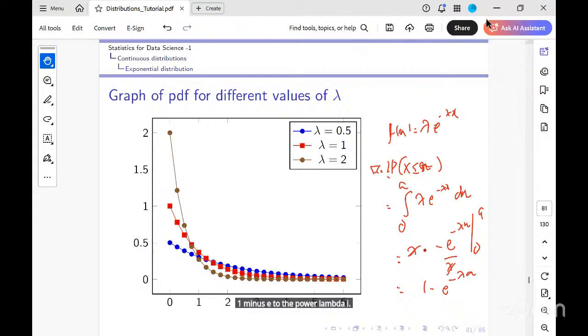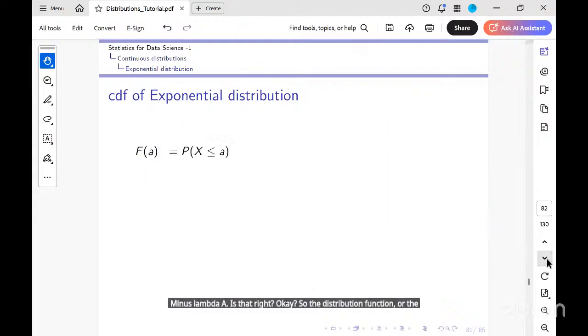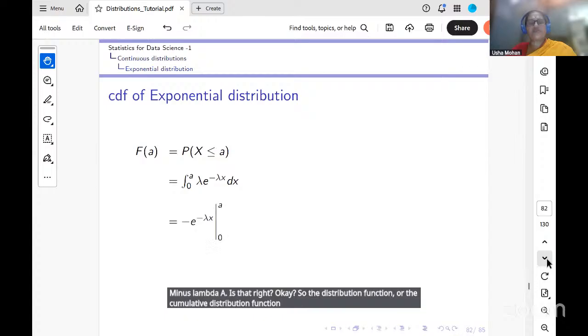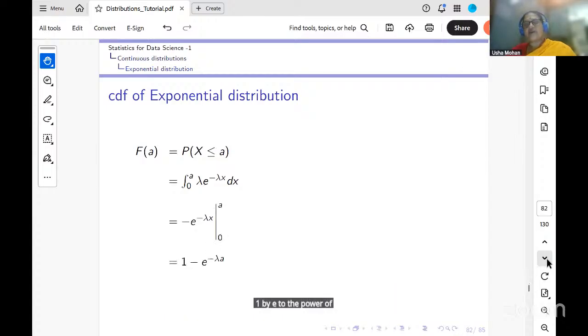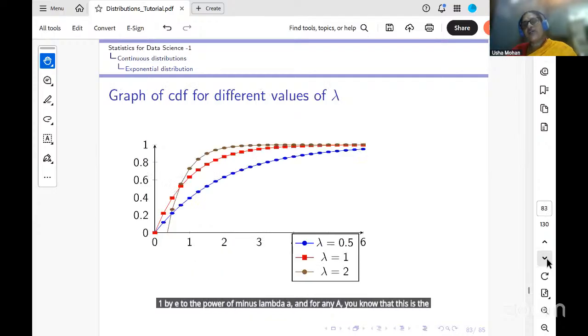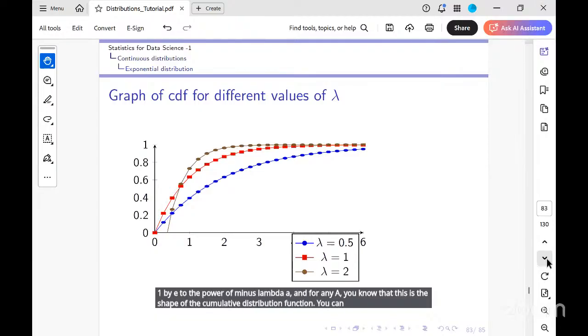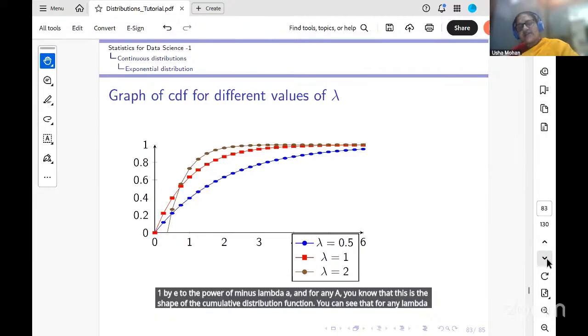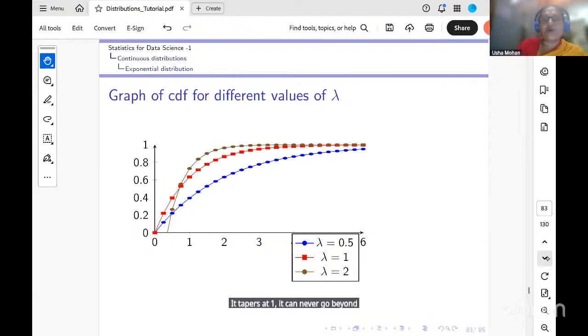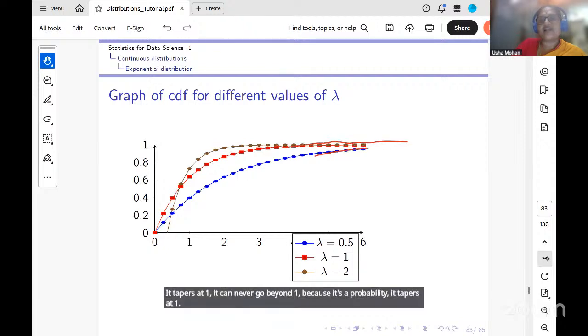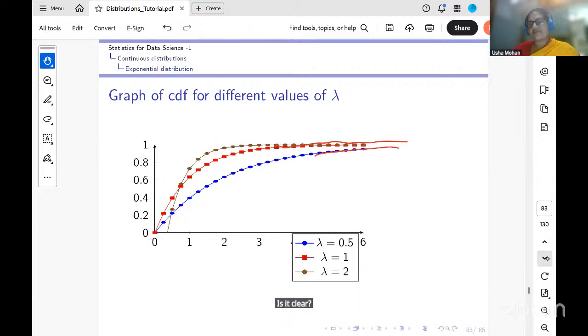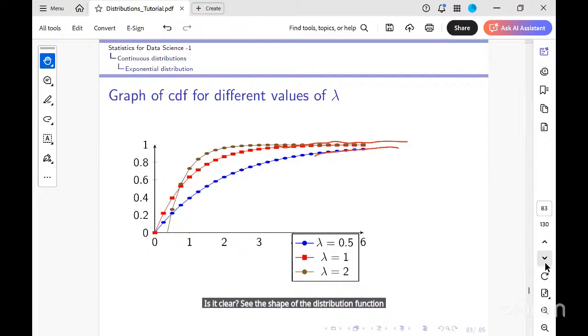So the cumulative distribution function of an exponential distribution is given by 1 minus e to the power of minus lambda a. And for any a, this is the shape of the cumulative distribution function. You can see that for any lambda, after a point, it tapers at 1. It can never go beyond 1 because it's a probability. It tapers at 1. Is that clear?